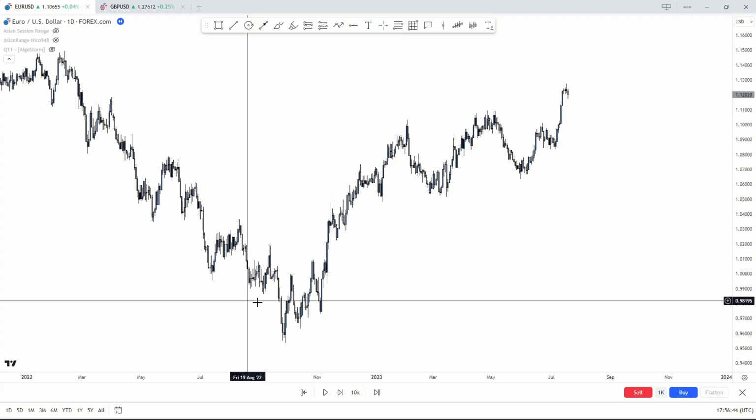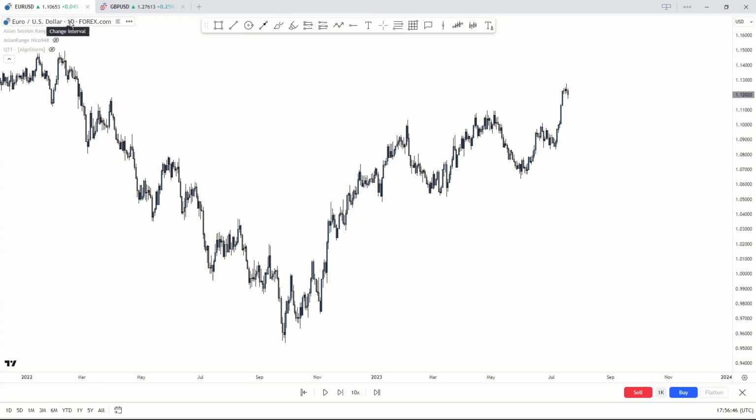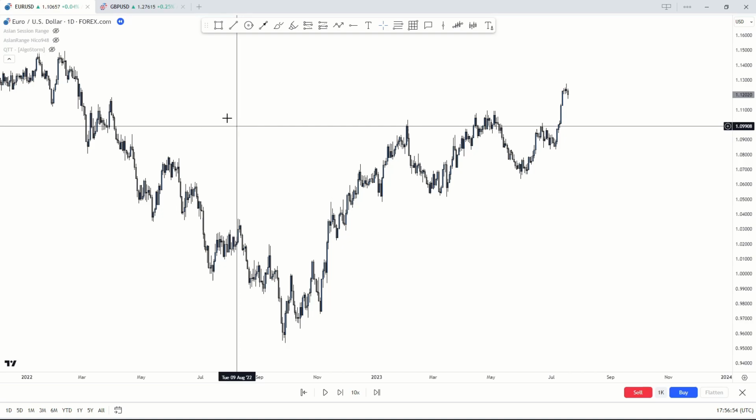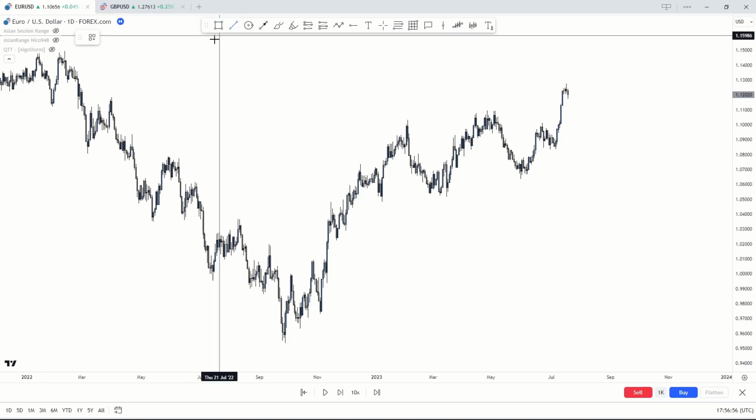Alright everyone, so here I am on EURUSD on the daily time frame, and we're now going to be going through the 3 steps for this system. Of course, step 1 being that we need to see the higher time frame bias, hence why I'm on the daily. So let's go over that right now.